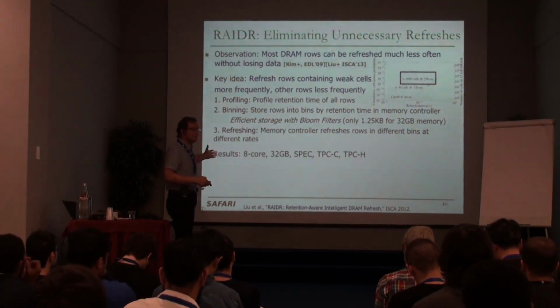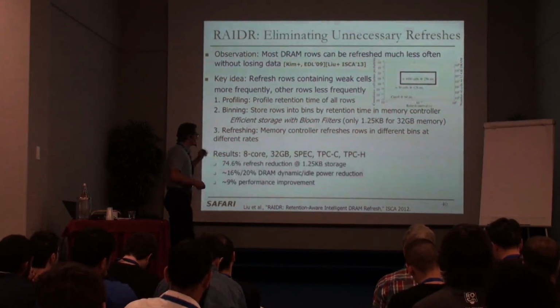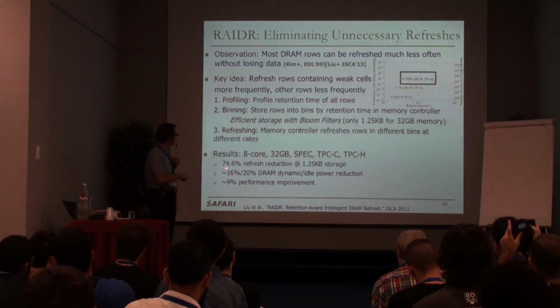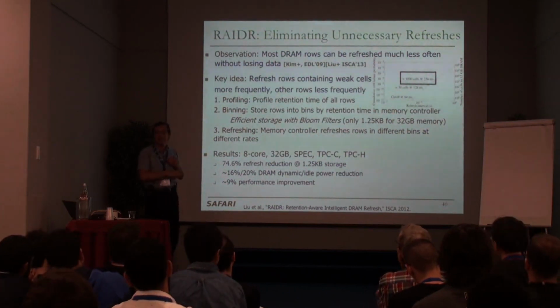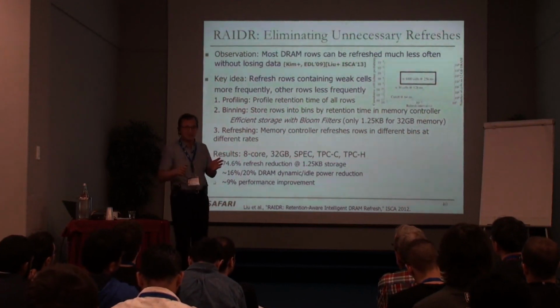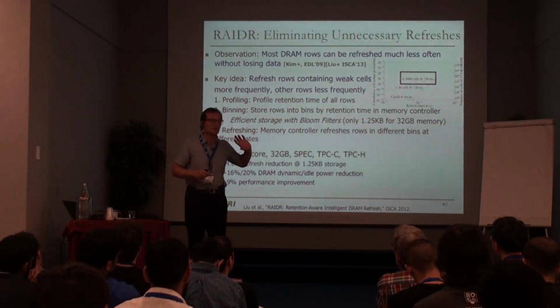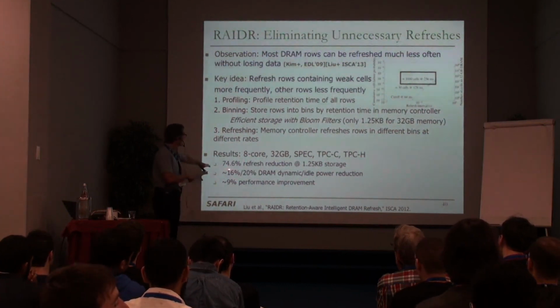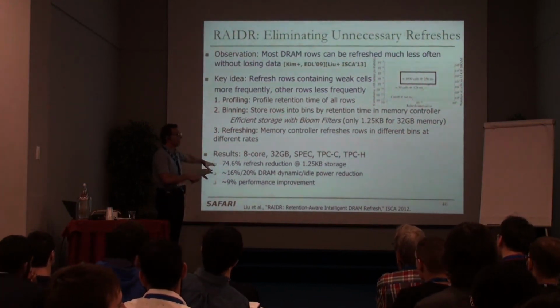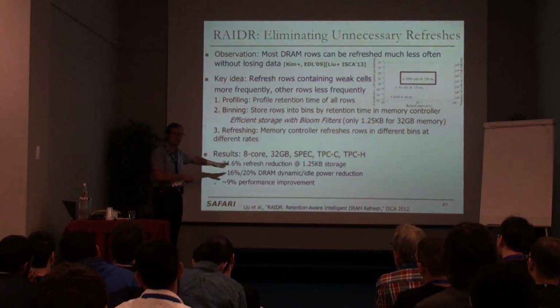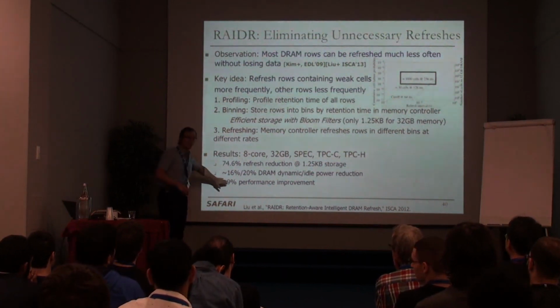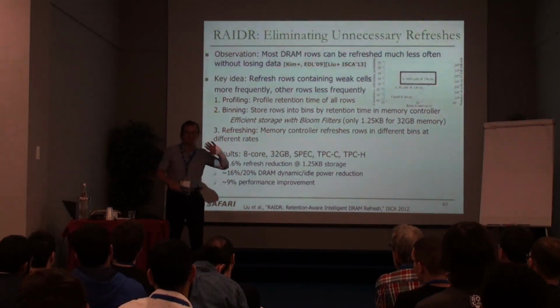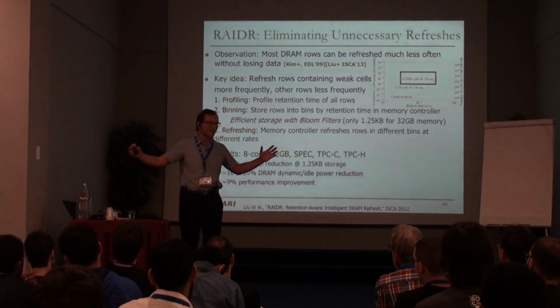So what does it buy you? We simulate, because you cannot implement in a real system. Basically, it reduces refresh by about 75%, as expected, because of the retention time distribution, as I showed you earlier, at very low storage cost. And it leads to about 16% DRAM dynamic power reduction, 20% reduction in the idle power. And it also leads to performance improvement, about 9%. So it's actually good for almost everything, right?